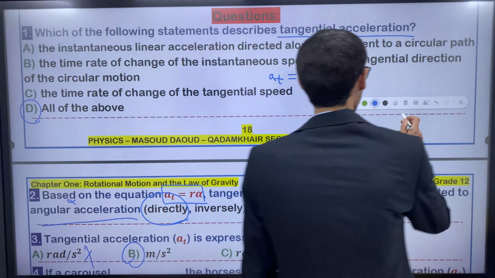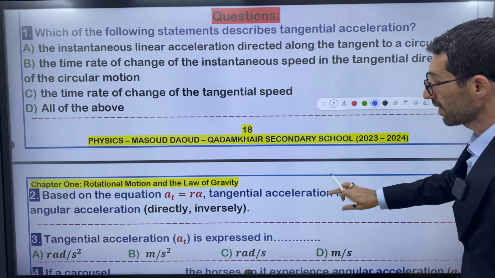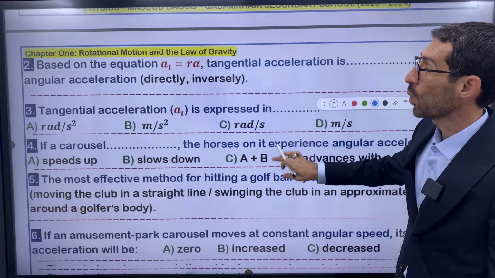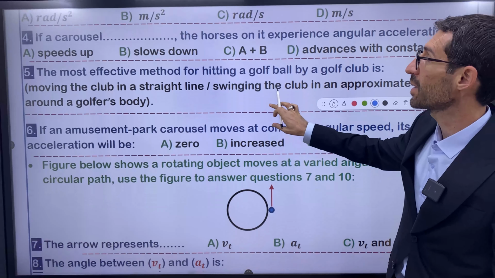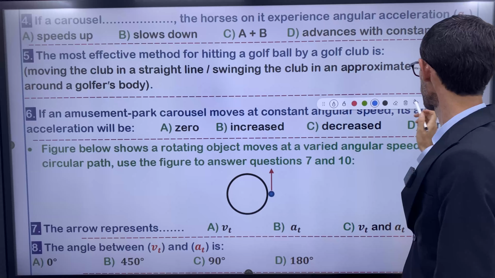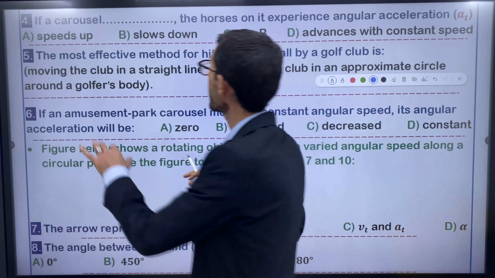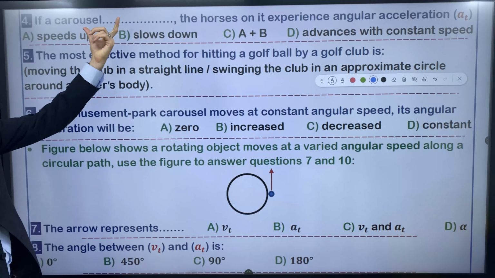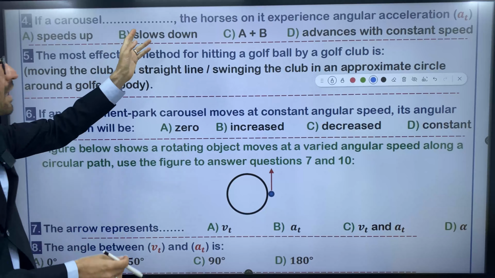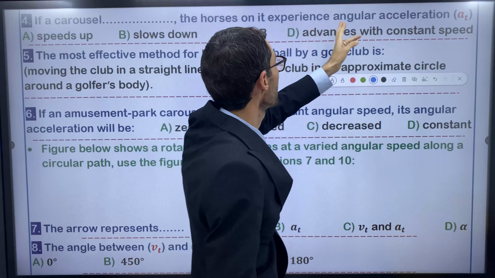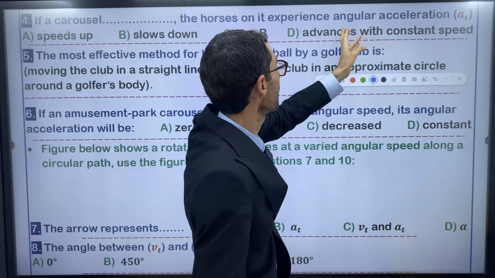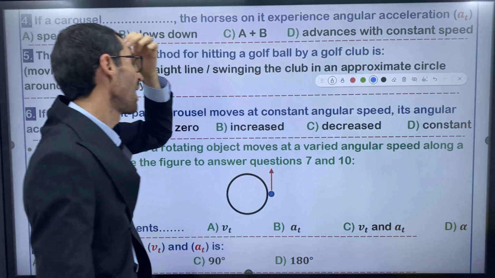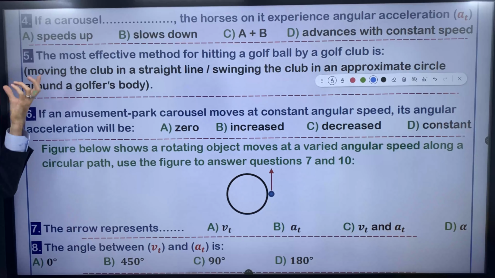Let's move on to question number 4, right? The next question is question number 4. Let me read the question for you. It says, if a carousel, we have a gap here, the horses on it experience angular acceleration, alpha. So if the carousel what?